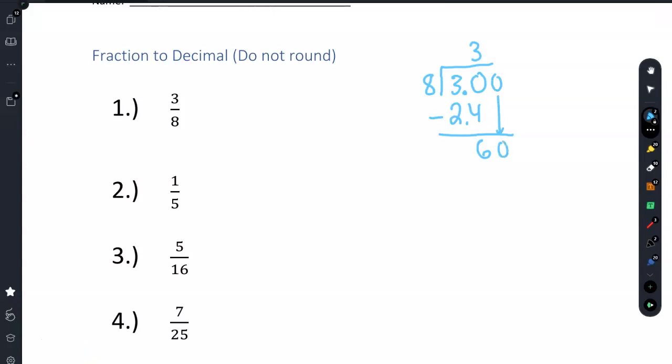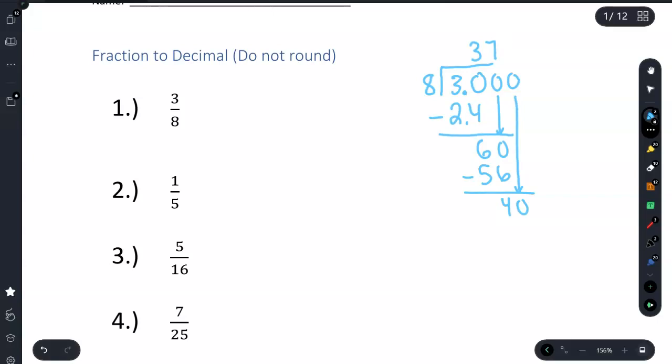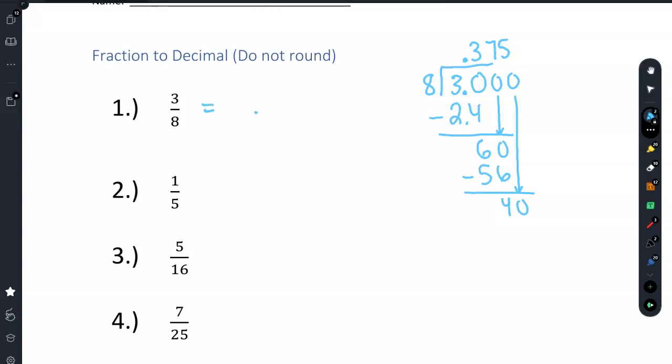8 goes into 60 7 times. 7 times 8 is 56. 60 minus 56 is 4. Add another 0, bring it down. 8 goes into 40 5 times. So my decimal was right here. So this is going to equal 0.375, and I can always add the 0 in front of my point. So doing it by hand is possible, but that is not going to be the way that I suggest you do it for this class or your Math 143 class.